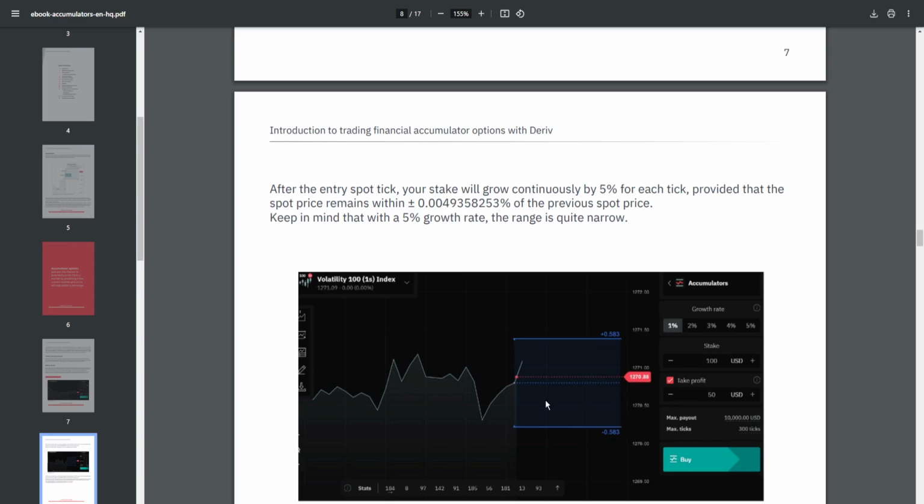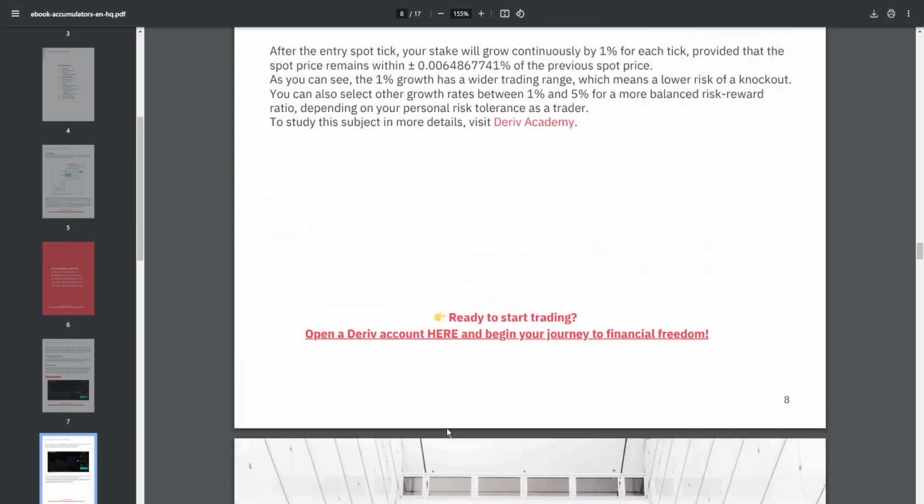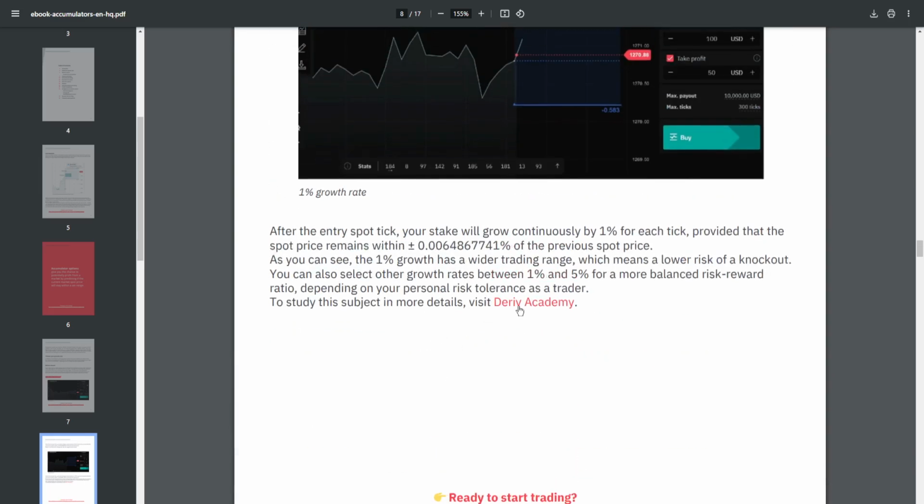As you can see, at the top of the barrier is plus 0.583 and the bottom is minus. So you're just saying that you should ensure the chart or the trend stays within the barriers. So don't get confused, okay? Keep in mind that the 5% growth rate range is quite narrow, all right? Let us continue now. Now you're talking about the 1%.